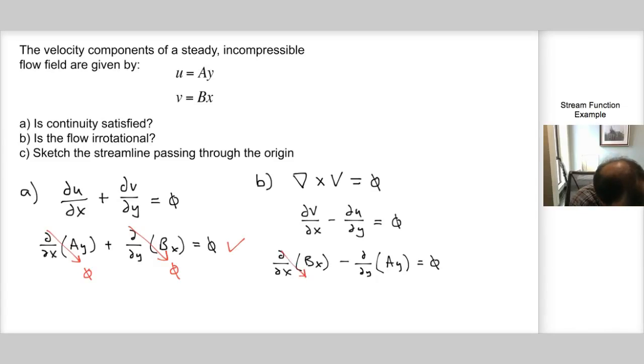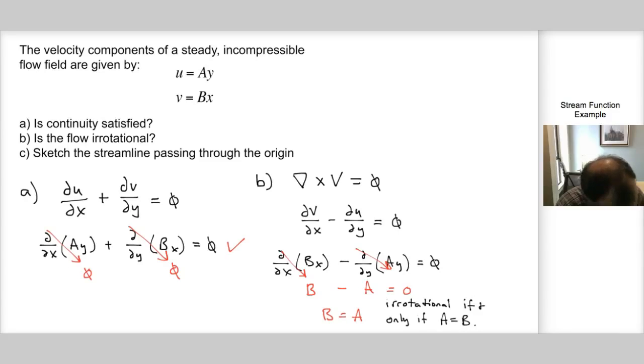This goes to b minus this goes to a equals 0, and we can say that b equals a. So the flow is irrotational only if b equals a. So we can say that it is irrotational if and only if a equals b. Okay, so that's part B.